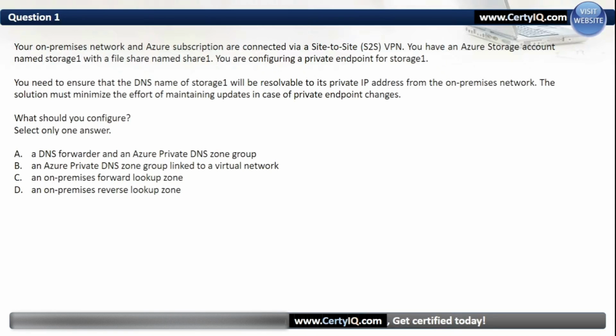Our options are A. A DNS forwarder and an Azure private DNS zone group. B. An Azure private DNS zone group linked to a virtual network. C. An on-premises forward lookup zone. Or D. An on-premises reverse lookup zone. The correct option is A, a DNS forwarder and an Azure private DNS zone group.